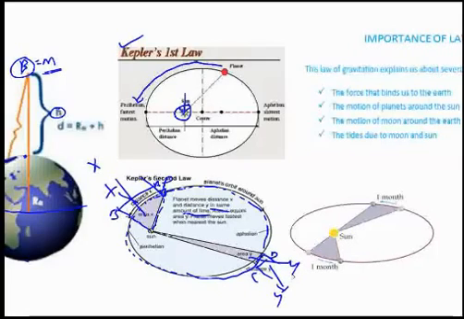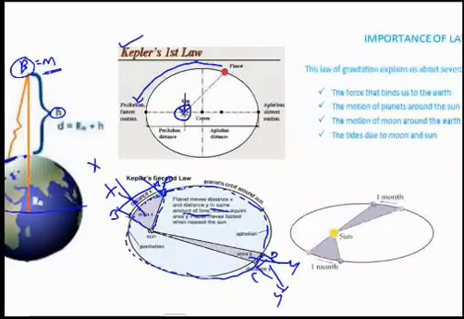But the planet moves fastest when it is near the sun. If it is near the sun, it moves the fastest, because we have studied that in case of gravitational force, force is inversely proportional to the square of the distance.